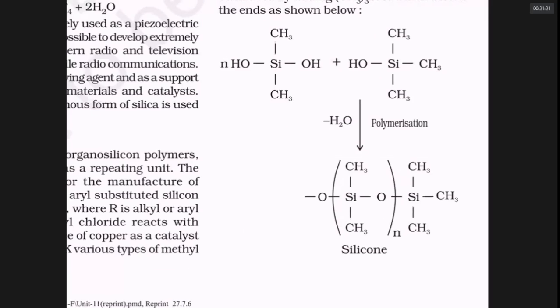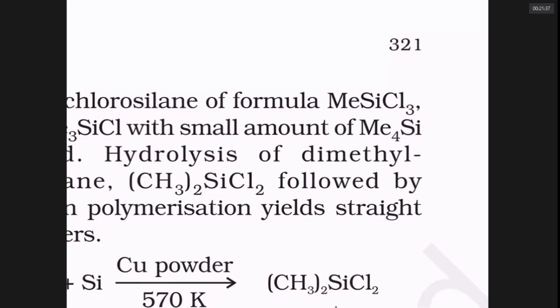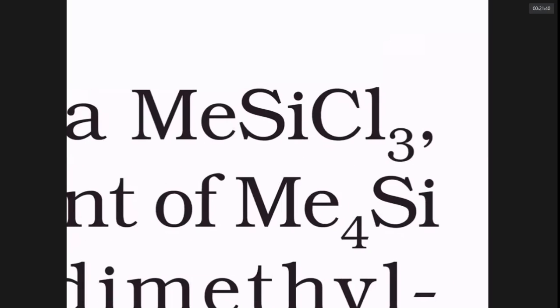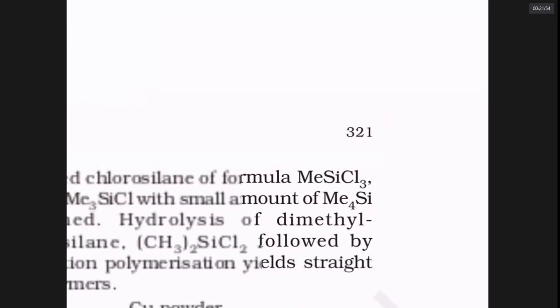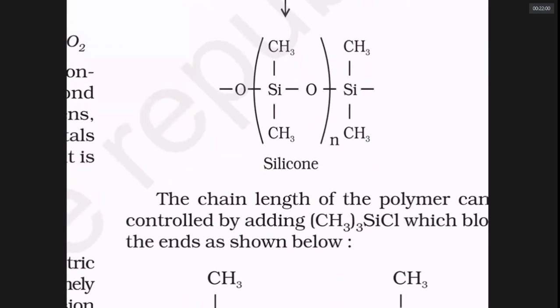Instead of trimethyl chlorosilane, you take trichloro with only one methyl. This compound, MeSiCl3, is called methyl trichlorosilane. On hydrolysis, methyl trichlorosilane gives a branched chain polymer. It will have chains in the horizontal way and the vertical way also. So that is a typical IIT Main question.